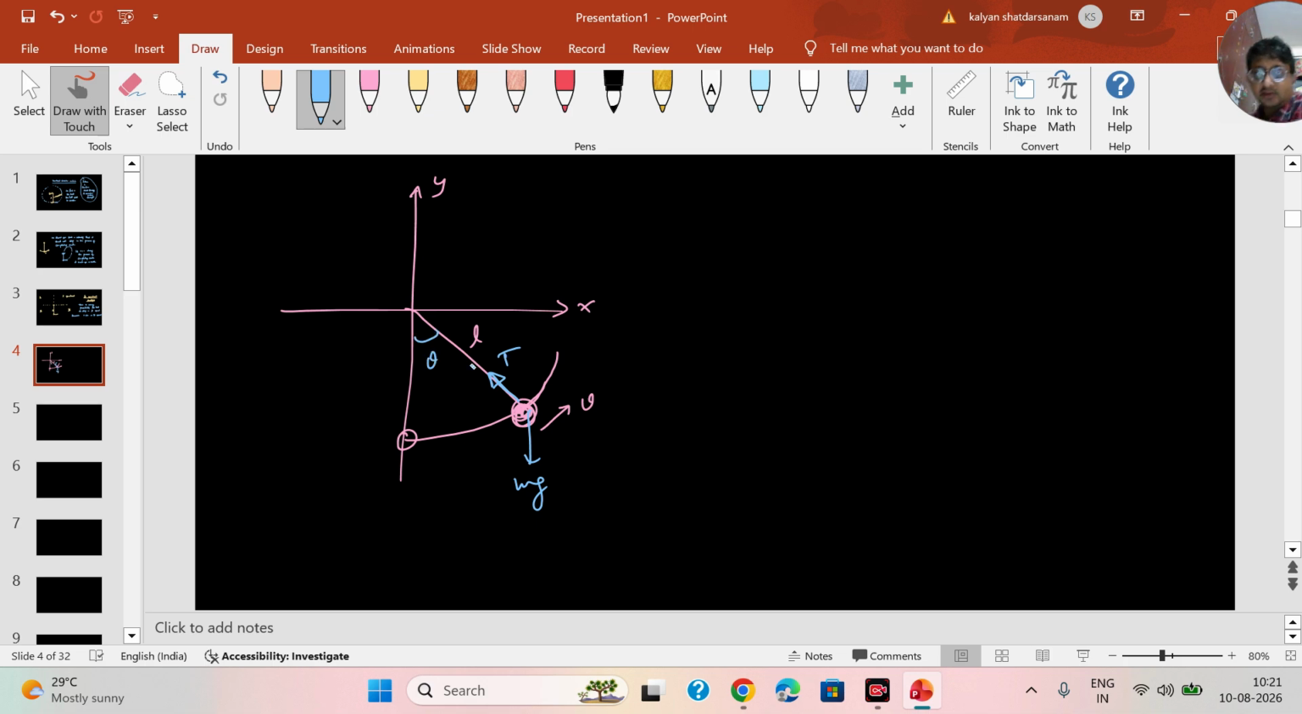Whenever any object goes in a circle, it is best to apply Newton's laws in the radial and tangential directions. Radial means towards the center. Tangential means perpendicular to the radius. You can apply Newton's law in any direction. There is no restriction. But it is always convenient if a body is going in a circle to use the radial and tangential directions. These are very preferred. Why? Because when it is going in a circular path, I know the radial acceleration is v square by r. We have derived this in kinematics. That is the radial acceleration.